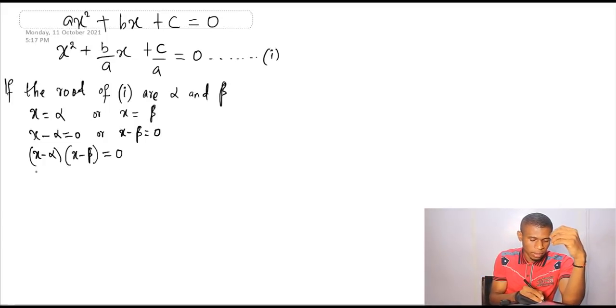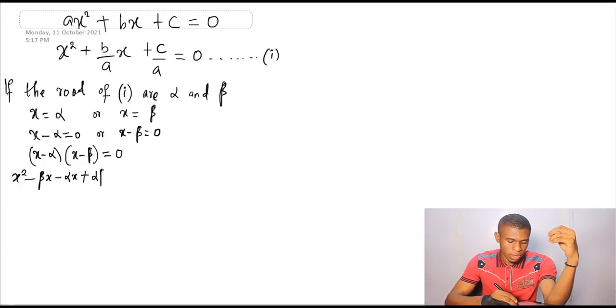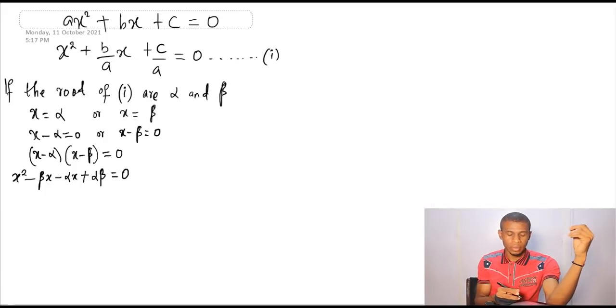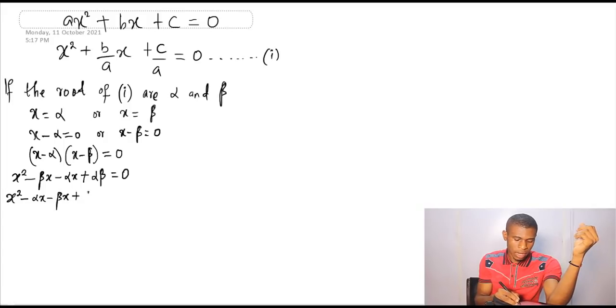Now let's expand. Over here we have x times x is x squared. x times minus beta is minus beta x. Minus alpha times x is minus alpha x. Minus alpha times minus beta, the sign will change to plus alpha beta, all equal to 0. Now I have x squared here. Let me write alpha first: minus alpha x minus beta x plus alpha beta equal to 0.